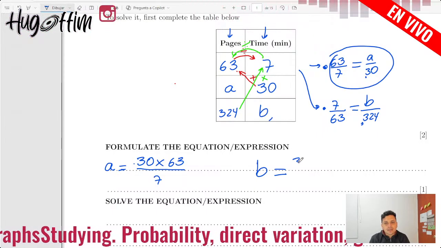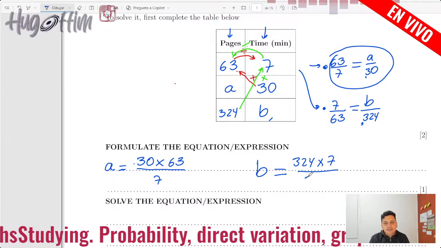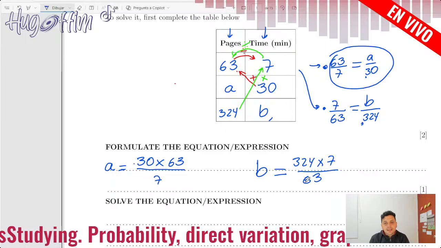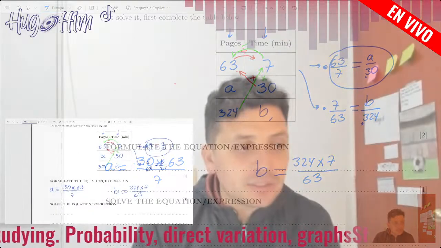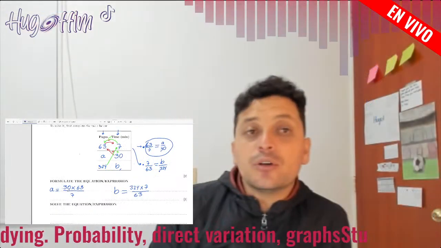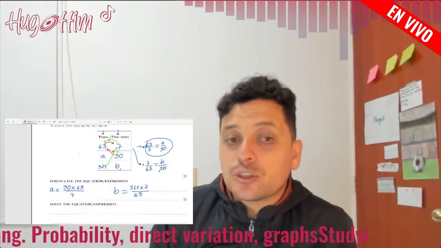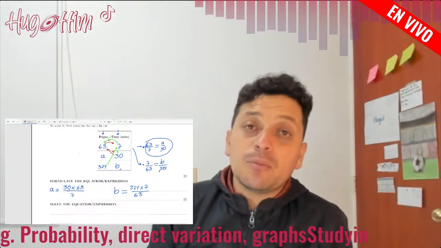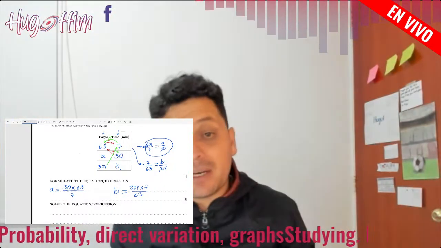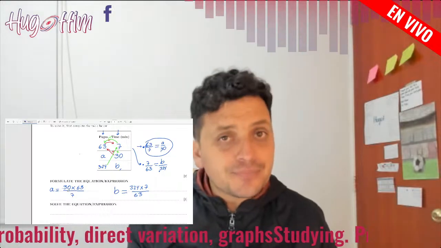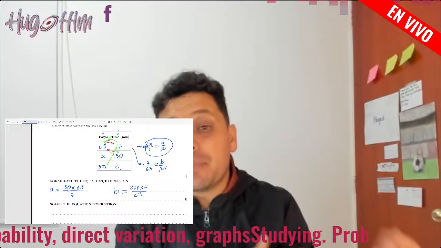So 324 times 7 divided by 63. Now, to solve this type of equations or expressions, you can use dividing by common factors. Instead of multiplying 30 by 63 and dividing this large number by 7, you can just simplify by common factors.